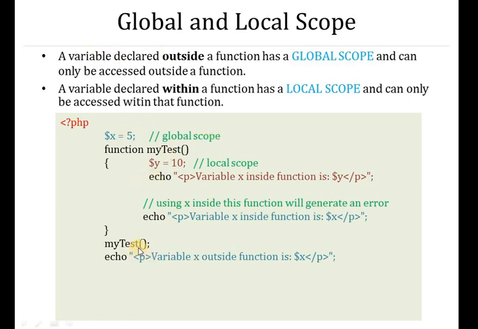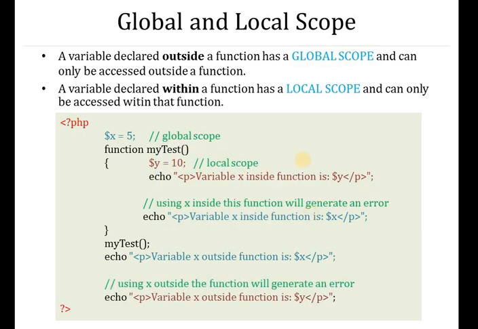Over here, outside this function, I have printed out the value of variable x. Is this x accessible over here? Yes, because we are not using it within a function, that's why it is possible. Now after that, if I try to access the value of y, then it will also generate an error because we can't access this variable y.